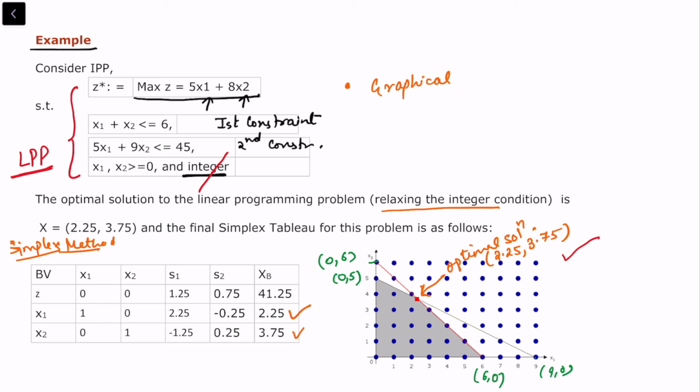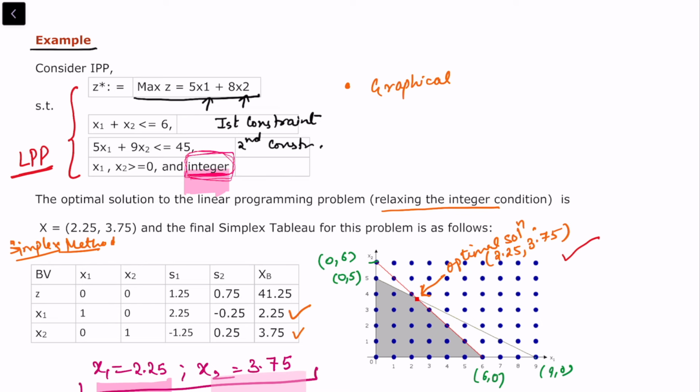Now notice that the value for x1 is 2.25, and the value for x2 is 3.75. These are not integers, but in my original problem, where I don't drop the integer condition, they cannot be considered optimal. So the question is, how do we incorporate the integer condition? How do we ensure that the solution we get is an integer point?